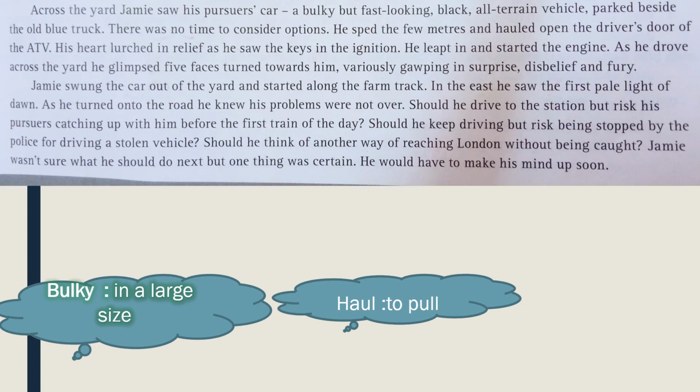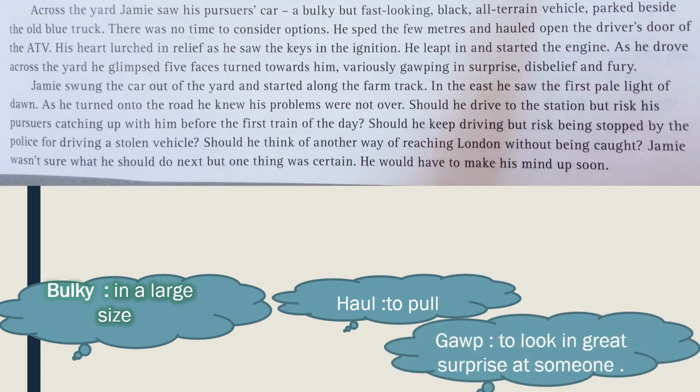Who are they? The three men with the farmer and his wife, variously gaping in surprise. What do you mean by gape? It means to look in great surprise; they were all shocked. At someone, when you look at someone in surprise, that is gape. Disbelief and fury: they were all unable to believe what happened and were angry. Jamie swung the car out of the yard, he left the farm.